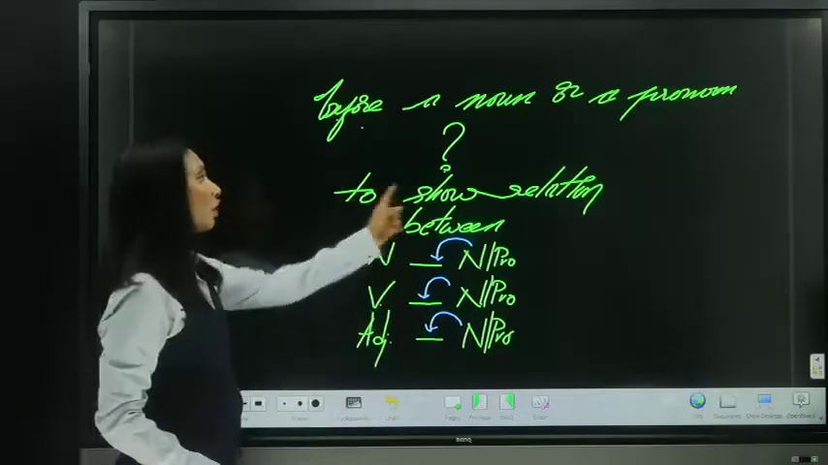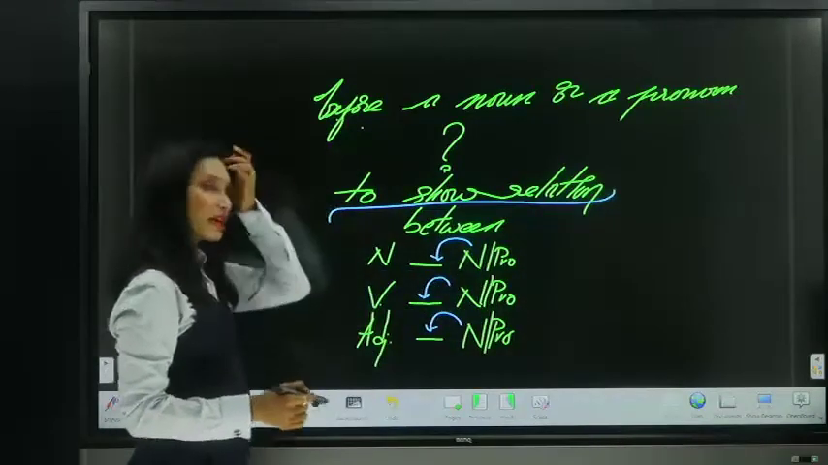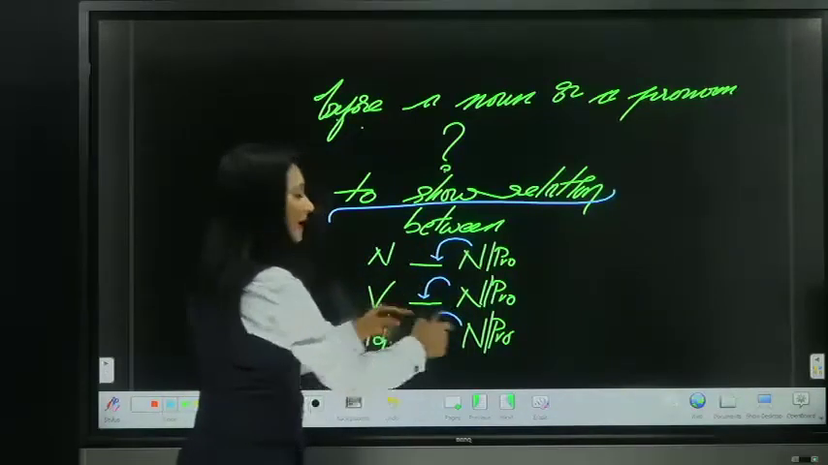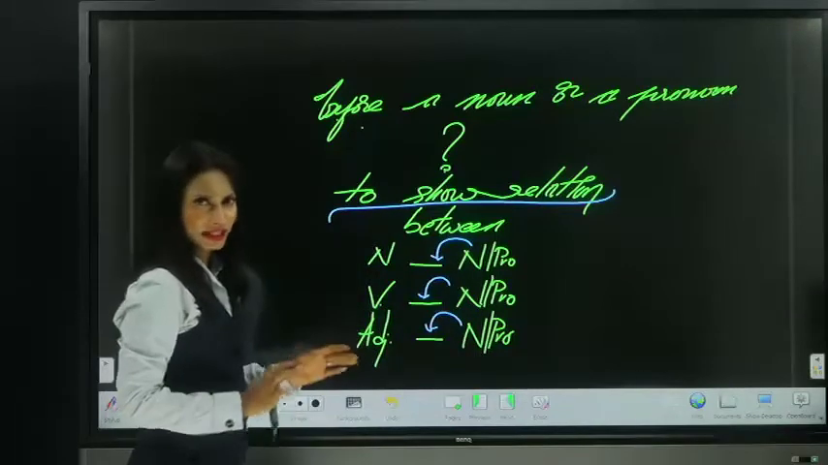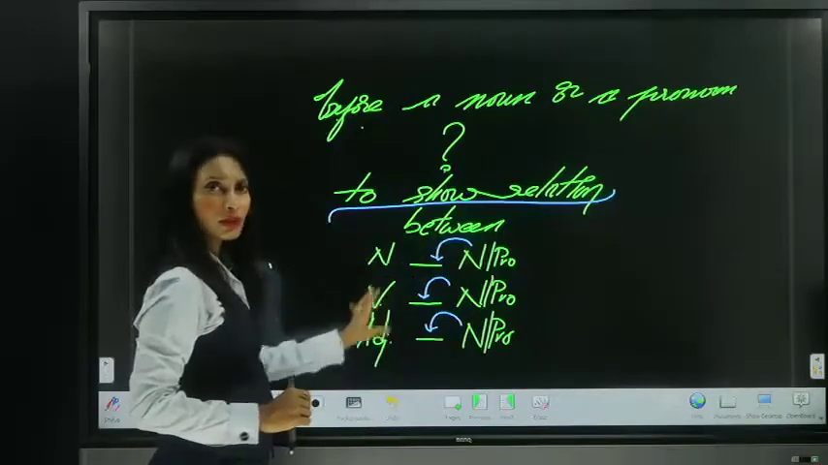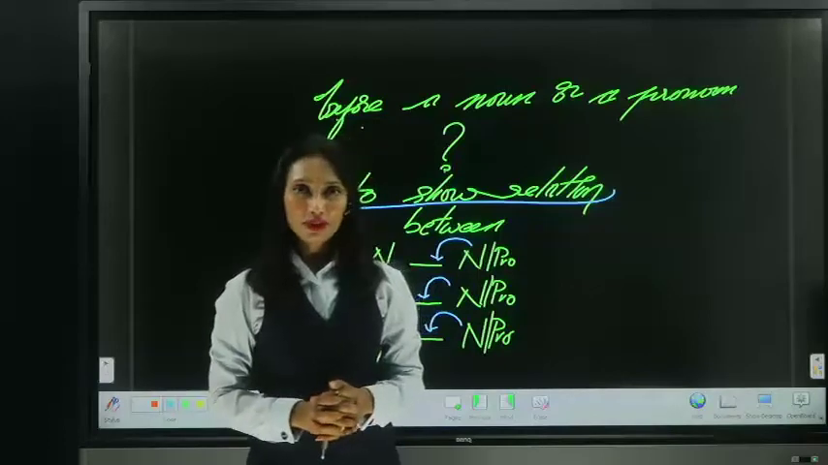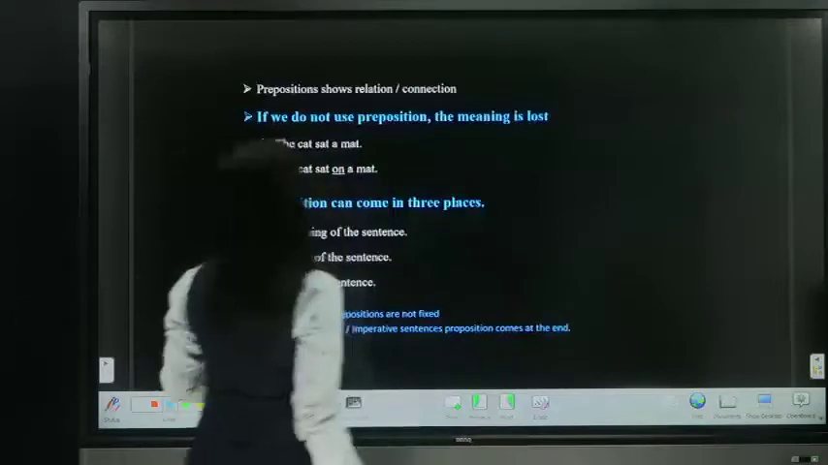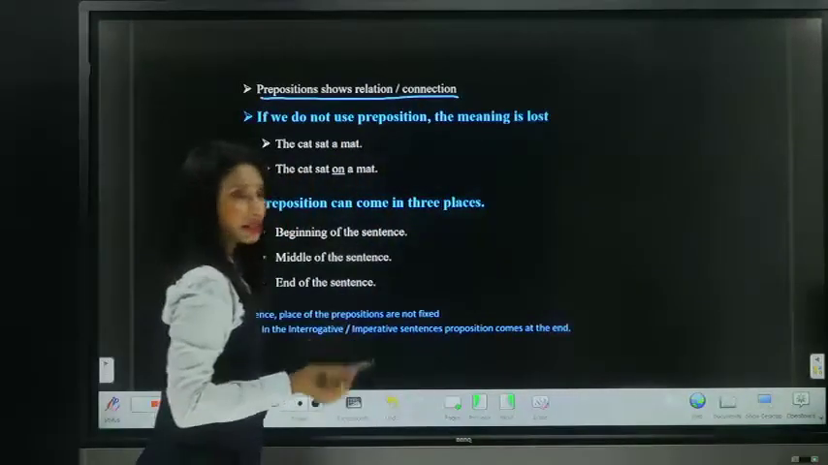Why? To show relation. To show a relationship between whom? Noun and a noun, verb and a noun, and an adjective and a noun. So, that is what a preposition is. I hope it is clear. So, a word which is placed before a noun to show relation between a noun and a noun, a verb and a noun, an adjective and a noun is called a preposition. That is what preposition means. Now look at this. A preposition shows relation or connection. That is what we have learnt.